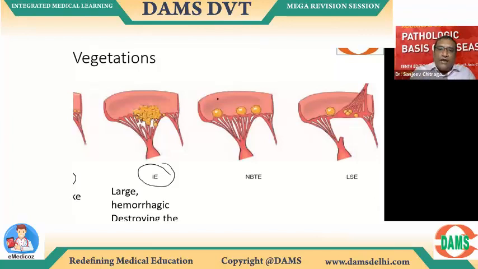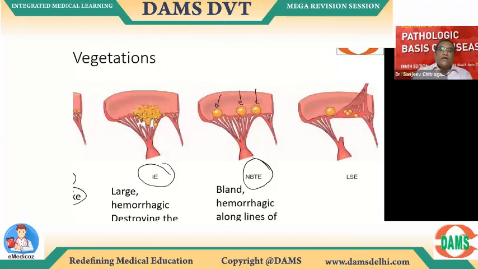So very important, NBTE will be along the lines of closure on the valve, however there is no destruction, and these will be hemorrhagic, remember. How do you differentiate NBTE from the rheumatic? In rheumatic, they are wart-like and white in color, because of the immune-mediated fibrosis usually happening there. Whereas in NBTE, there is a thrombus, so it should appear red. So these are hemorrhagic vegetations along the lines of closure.